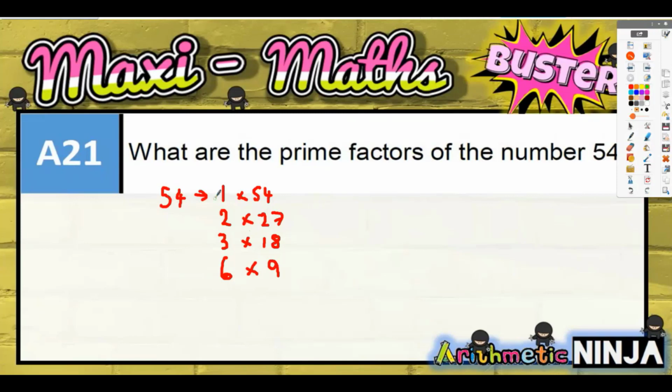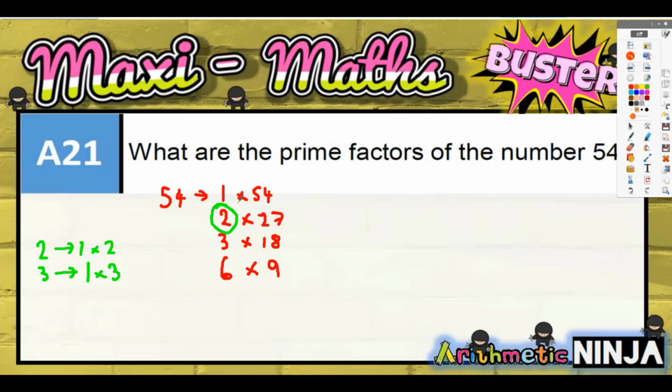Well, as we've discussed in other videos, 1 is not a prime number because it's only got one factor, the number 1. You have to have exactly 2 factors to be classed as a prime number. So 2 is a prime number because the only factors of 2 are 1 and 2. 3 is a prime number because the only factors of 3 are 1 and 3.